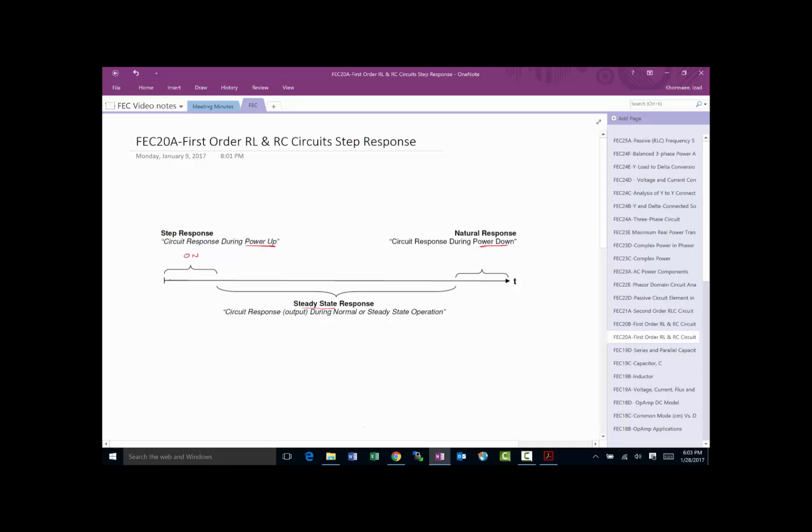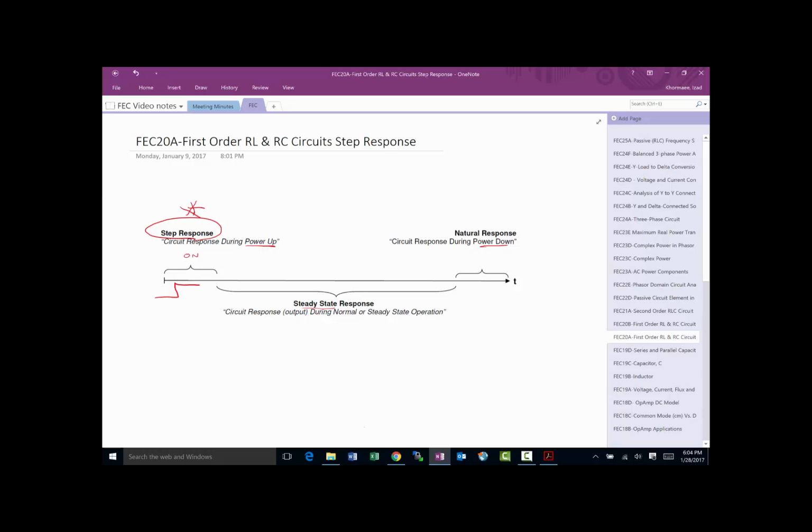So during the phase where we are applying the power, that is referred to as a step response. And that is actually the focus of this video. This video is going to focus on how we figure out the step response, which means what is the voltage and current when power is applied to it.